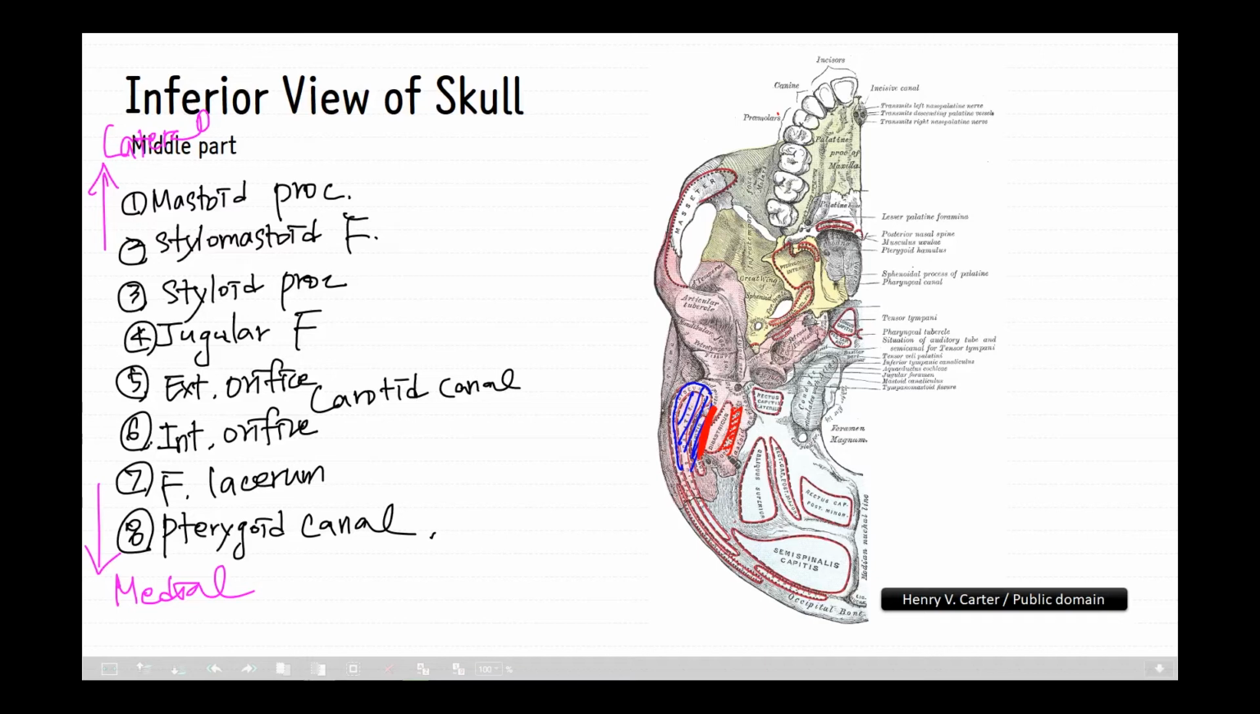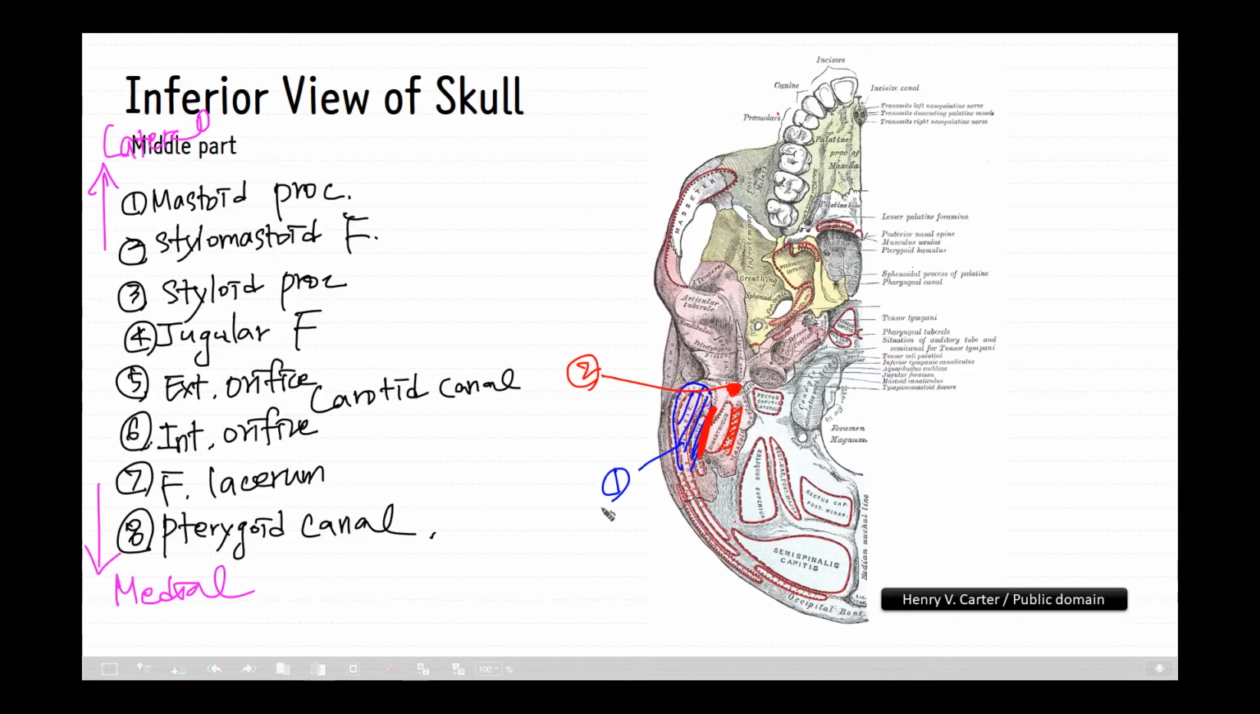The stylomastoid foramen. This foramen is the stylomastoid foramen. Between the styloid process and mastoid process of the temporal bone, there is the stylomastoid foramen. It is the termination of the facial canal and transmits the facial nerve and the stylomastoid artery.